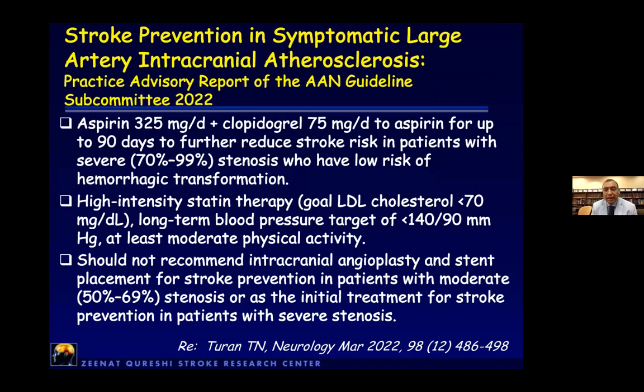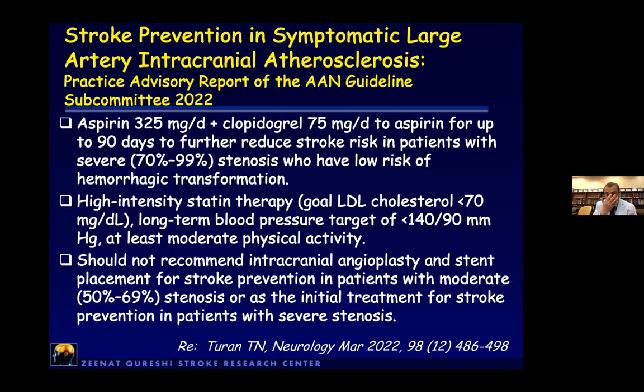So the American Academy of Neurology Guidelines Subcommittee in 2022 came up with the following guidelines for stroke prevention in symptomatic large artery intracranial atherosclerosis. They are actually recommending aspirin, 325 milligram per day, and clopidogrel, 75 milligram per day, in addition to aspirin, for 90 days to reduce stroke risk in patients who have severe intracranial stenosis, severity defined by 70 to 99% intracranial stenosis, and who have a low risk of hemorrhagic transformation.